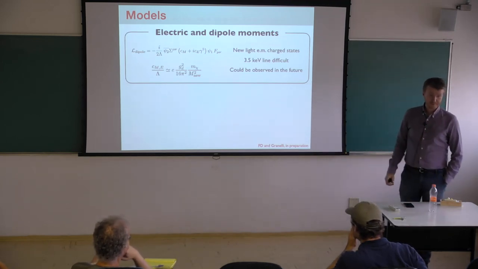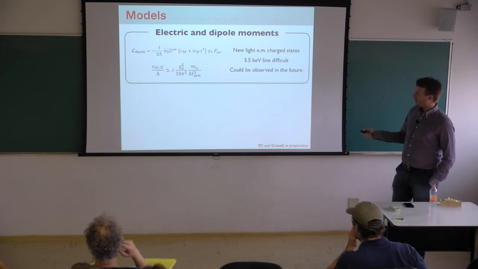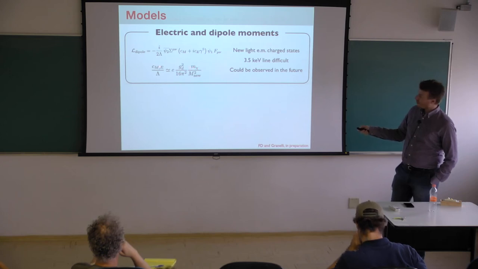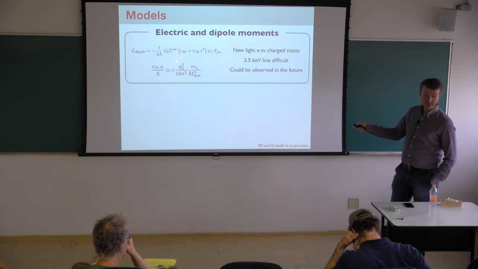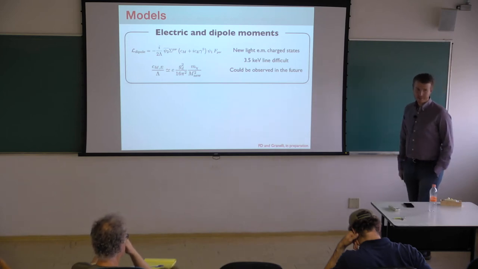It depends on the coupling of GeV. No, it doesn't, because you have also this suppression here. Think about this as 10 MeV. So you have 1 over 200 GeV. Even if you take this prefactor equal to 1, still bad.